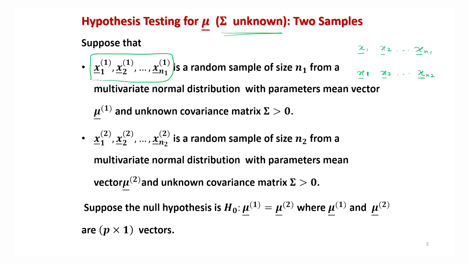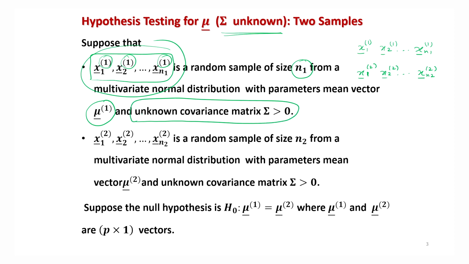In order to discriminate between the two samples, I am writing 1 in the superscript in the first data set and 2 in the second data set, so that you can identify whether a sample comes from population number 1 or population number 2. That is how I have indicated x1 with 1 in the superscript inside parentheses. This is a random sample of size n1 from a multivariate normal distribution with mean vector mu, now indicated as mu superscript 1 inside parentheses, and an unknown covariance matrix sigma, which is a positive definite matrix.